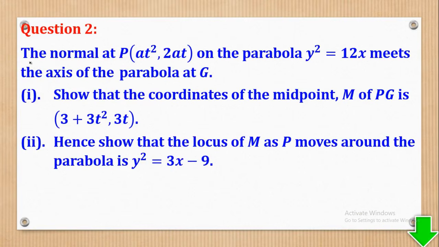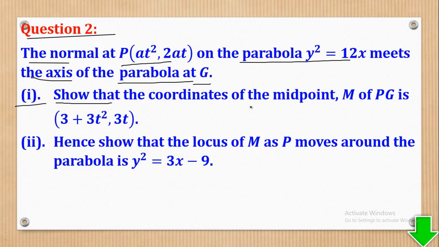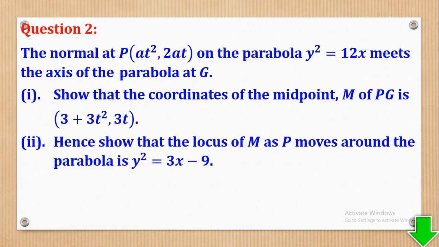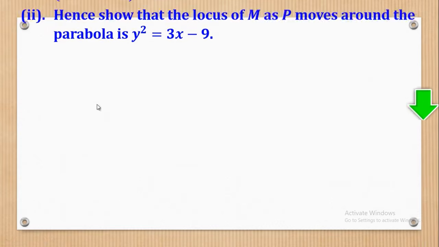Then question 2 says the normal at point P, which is that on the parabola this, meets the axis of the parabola at G. Axis means line of symmetry. So part 1, show that the coordinates of the midpoint M of PG is this. I think let's start with that.